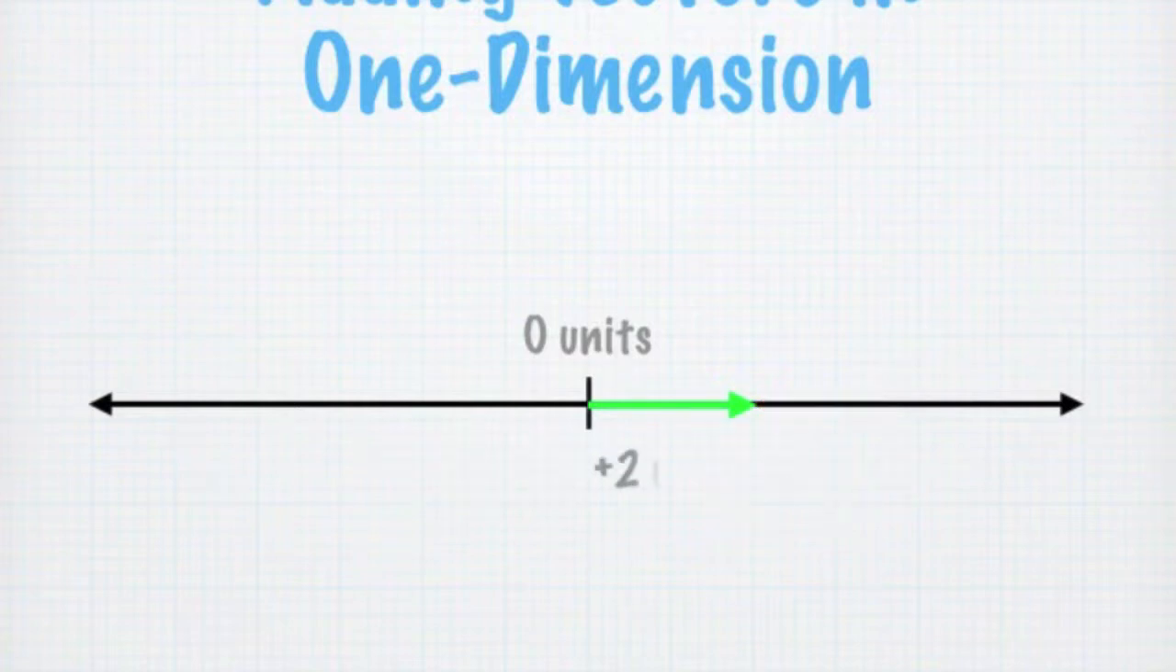And that value, that length of the resulting vector, was its magnitude, and in this case it's a plus 2 units. And so for vectors in one dimension, simple arithmetic allows us to add them together. Plus 4 units plus a negative 2 units gives us plus 2 units.